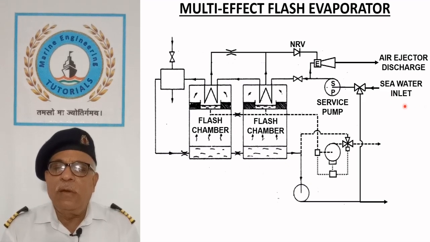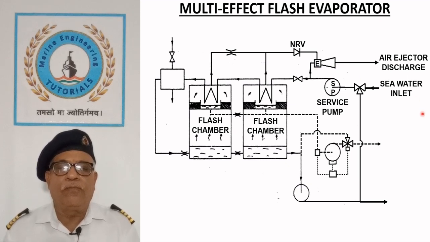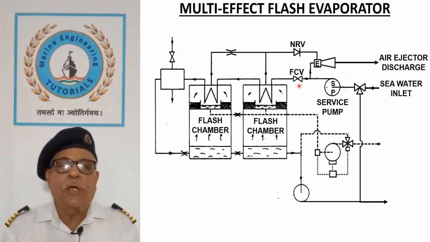Seawater is supplied by service pump SP, part of which is supplied to the air ejector for maintaining vacuum in flash chambers. Flow of seawater to the flash chamber is controlled by flow control valve FCV, which is operated by float switches in first chamber, thus maintaining the water level.